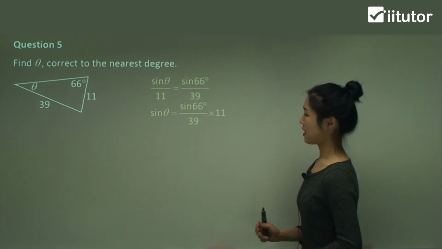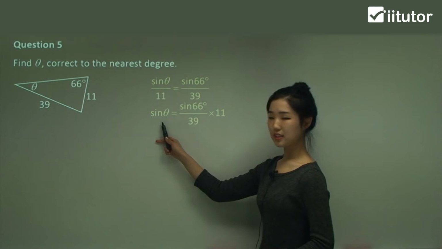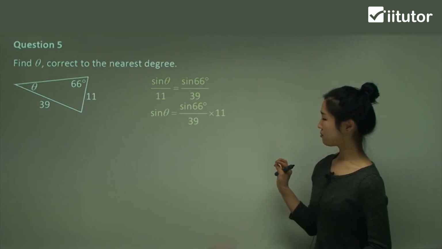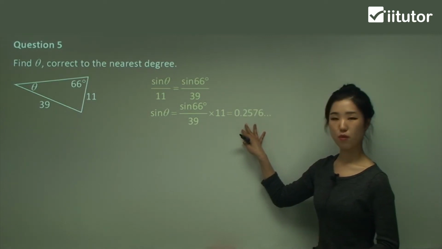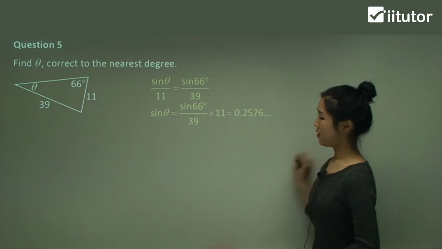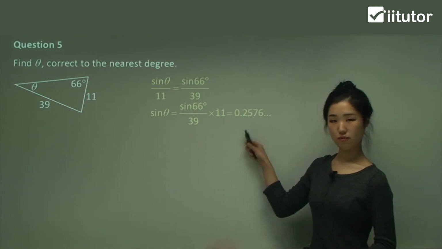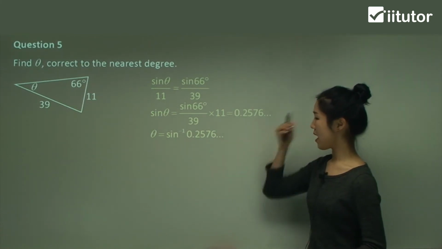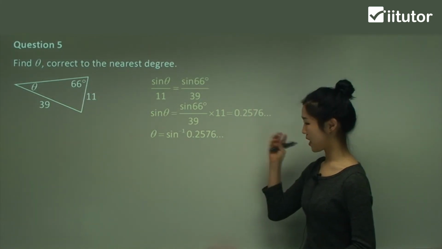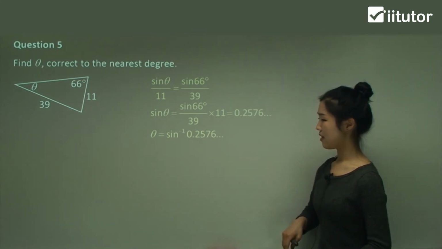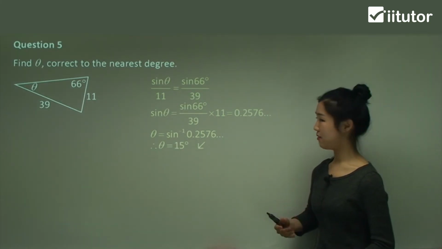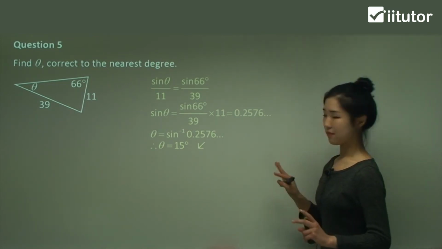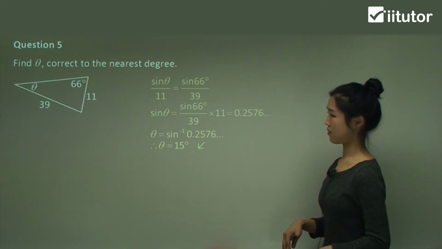So multiply both sides by 11 to eliminate the denominator here, so I simply have sine theta left on the left hand side. This is my right hand side. I'm just going to put that in the calculator. You should have 0.2576, etc. So sine theta equals this. So to find theta, we have to inverse sine, don't we? So sine inverse of that value there. And again, don't round this up yet, guys. Put that exact value inside your calculator, and then you should have 15 degrees as your theta, to the nearest degree. So make sure you know how to round it to the nearest degree. That's it. Very, very similar to the previous question.